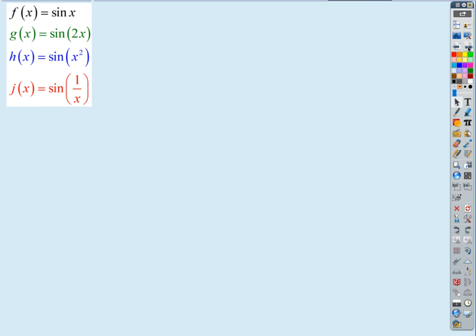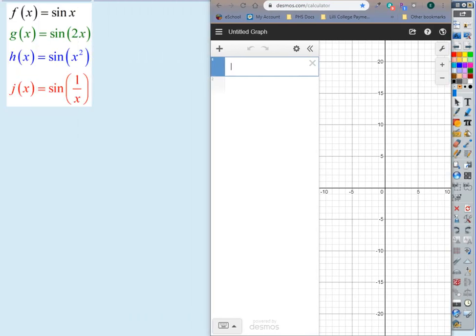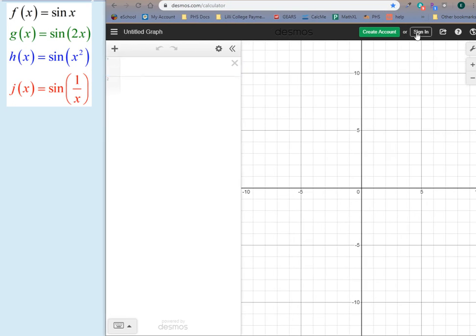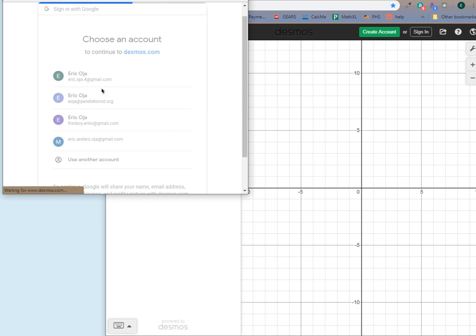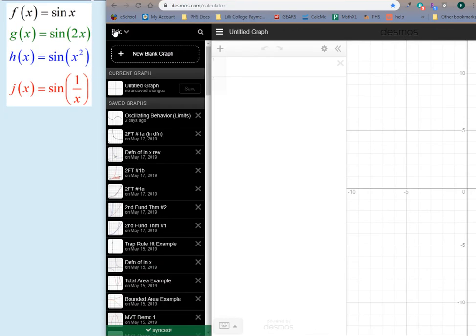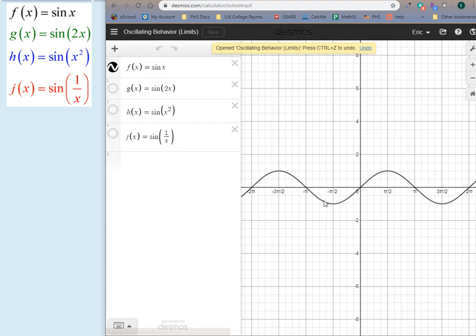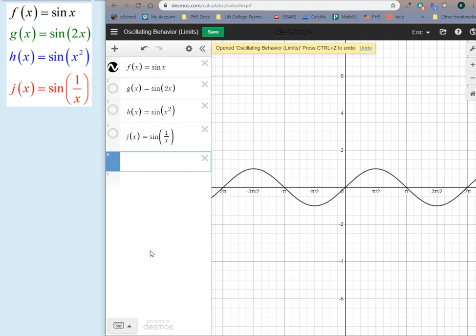You all know what the sine x looks like, right? Yeah. Okay. There's sine x, right? Okay, what's sine of 2x look like? What's that going to do?